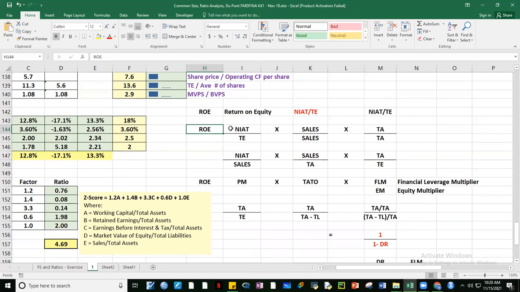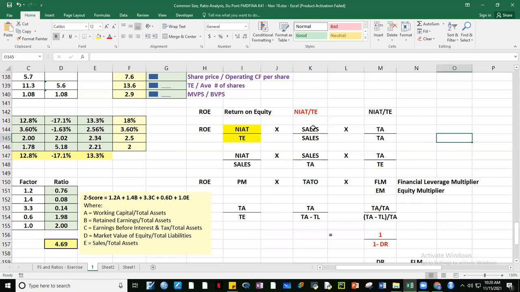So ang gagawin natin, si ROE, which is net income after tax over total equity, ito yung ratio na yun. We're going to multiply it by sales over sales and total assets over total assets. By multiplying it by these two amounts, guys, you're not changing the value of your ROE.